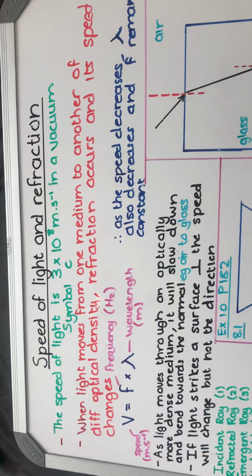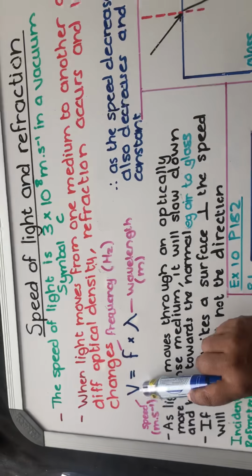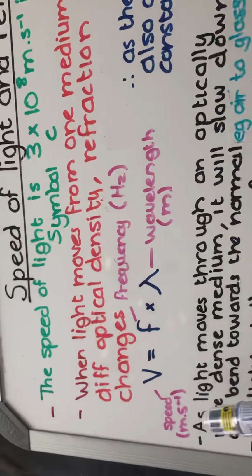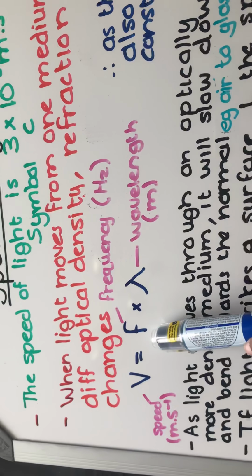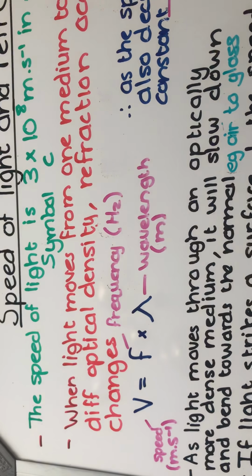The speed of light is given by the formula v equals f times wavelength. v represents the speed of light, which is measured in meters per second. f is the frequency, which is measured in hertz. And wavelength is always measured in meters.